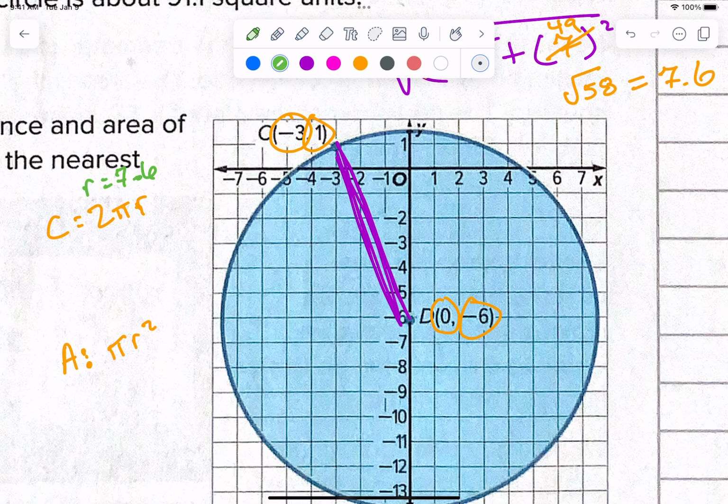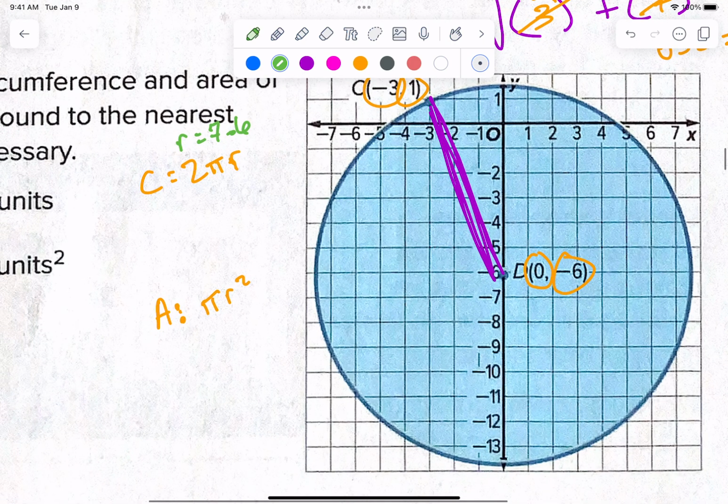Isn't it the diameter? Circumference is, yeah, but it's not just the radius. So you can either do 2 pi r or you can do diameter times pi, because 2 times the radius is the diameter. Does that make sense? Yeah. So either way you want to look at it, you can either double the 7.6 or use 2 pi r.